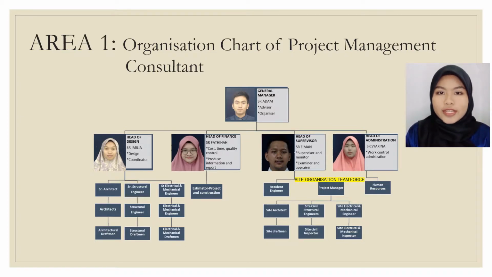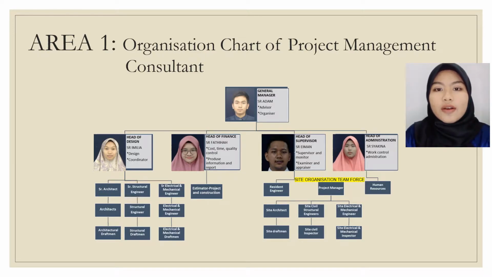Assalamualaikum, my name is Siti Nur Shakina binti Ratif. I will present about Area 1. So basically, our consultant organization chart consists of General Manager, who is SR Muhammad Adam bin Shahruddin. Next, for Head of Design, we have SR Emilia Husna binti Dillah. Next, for Head of Finance, SR Nur Fatihah binti Anwar. Next, for the Head of Supervision, we have SR Iman Daniel bin Aziman, and I, SR Siti Nur Shakina binti Ratif, as the Head of Administration.